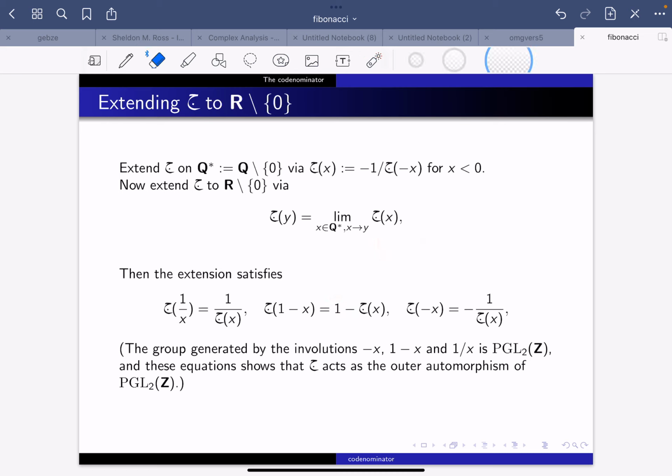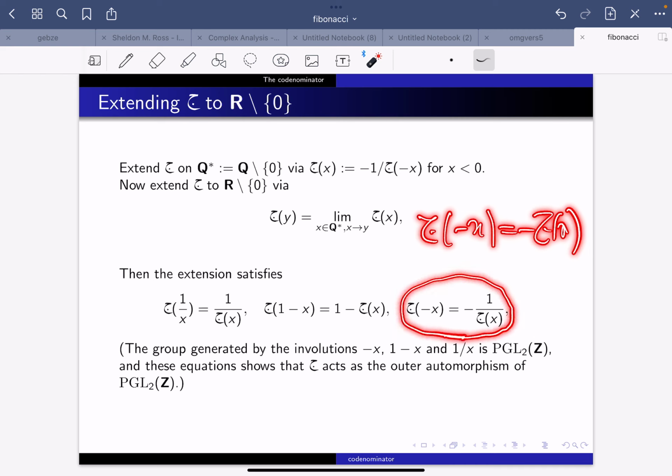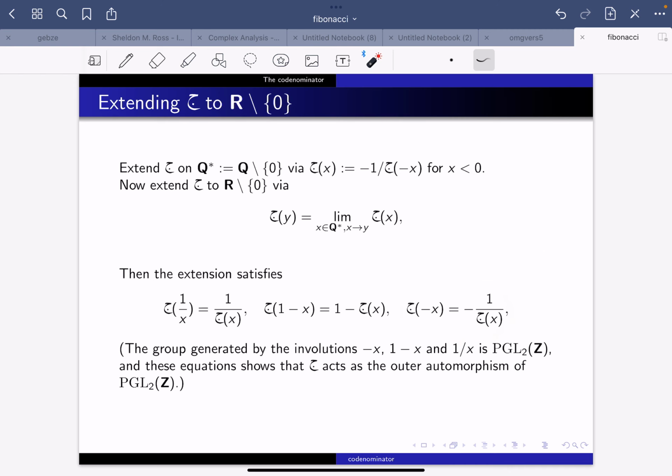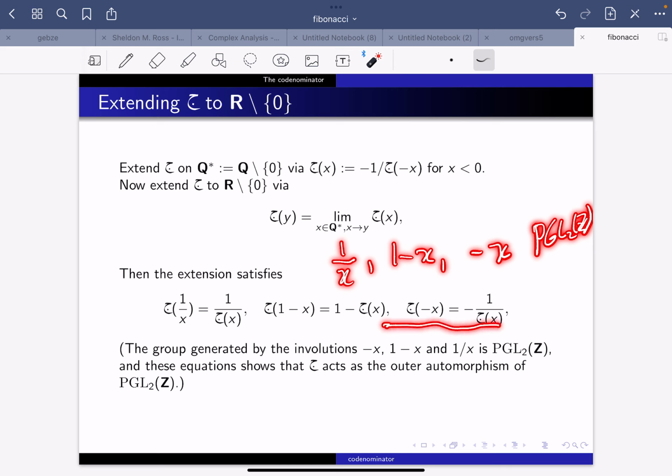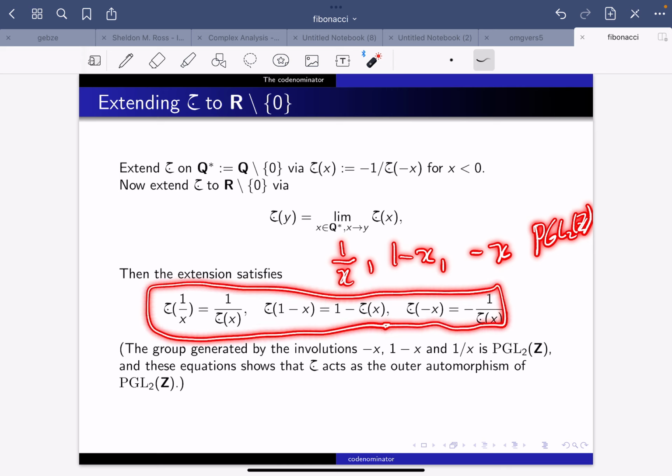And finally, this equation says that Jimm does not commute with the involution minus x. So we don't have Jimm of minus x equals minus Jimm x, but something a little different. In fact, these equations say that Jimm acts as the automorphism group of PGL2Z, because the operators 1 over x, 1 minus x, and minus x generate the group PGL2Z. And you can show that these equations define the automorphism of this group.